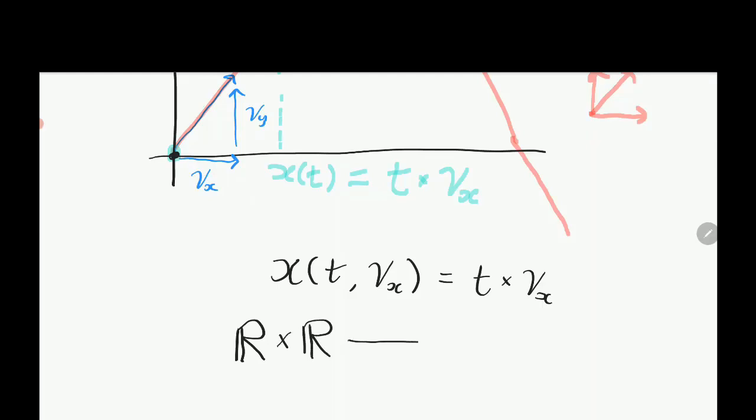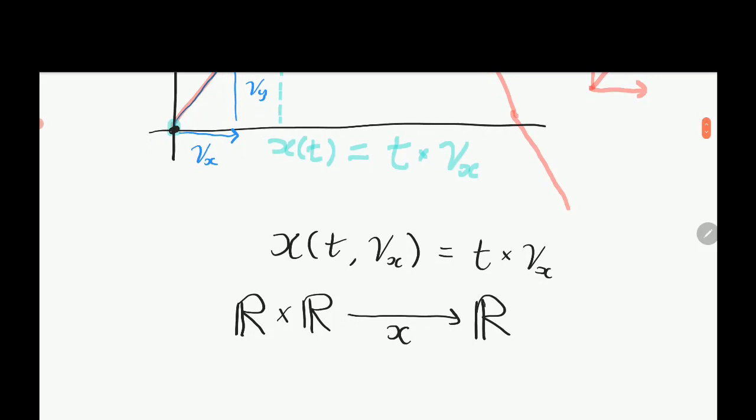And we have this function that we're calling x, and it takes in a pair of real numbers and spits out a real number. So the first real number is going to be, let's say, the time. The second real number is going to be the velocity, vx, and we could pick those to be whatever we wanted, any real numbers we like, any members of these sets. And then the output is going to be another real number, which is the displacement, and that's going to be t times vx.